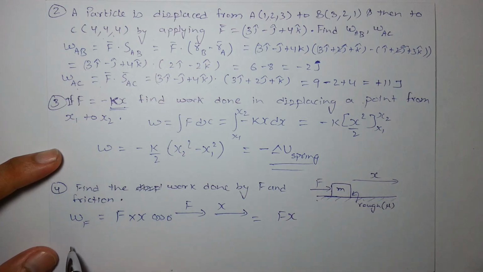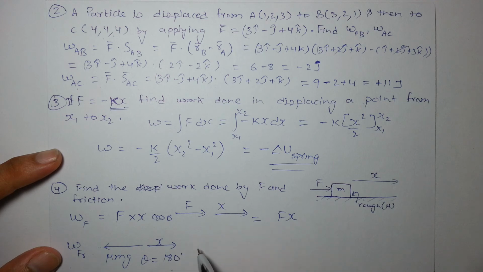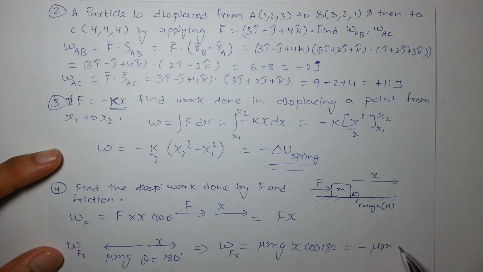But to calculate work of friction, you can say friction is acting here, which is mu mg, and displacement is opposite to that, so theta is 180 degrees. And work done by friction will be friction mu mg, displacement, and cos of the angle between them. So it will be minus mu mg x.